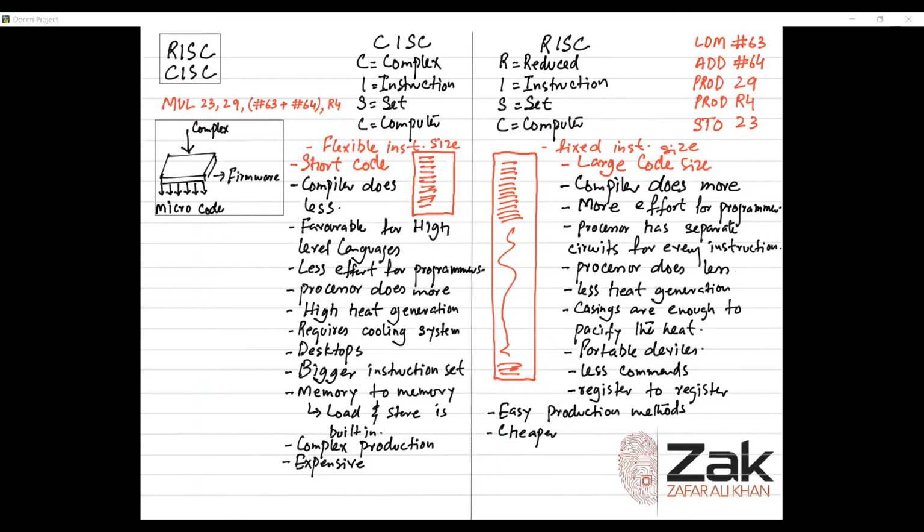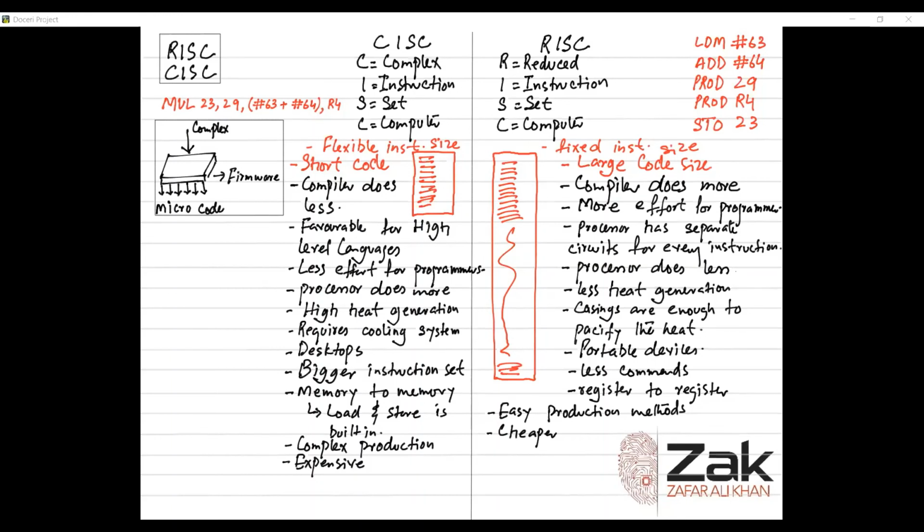Whereas in CISC what happens is that we actually don't load and work and put it back, rather we say that pick from this memory address and store in this memory address. So what is happening over here, if you pay attention, pick from 29 from R4, take these two, and then the result will be put back in the memory address mentioned over here at the start. So it means that this is memory to memory.